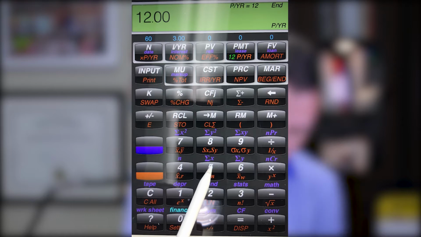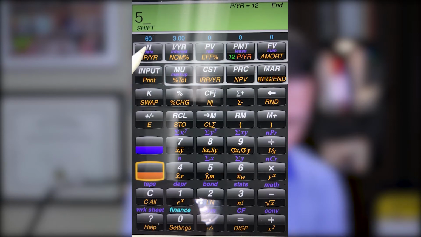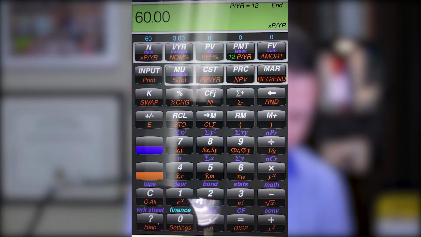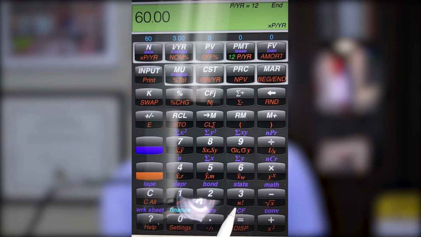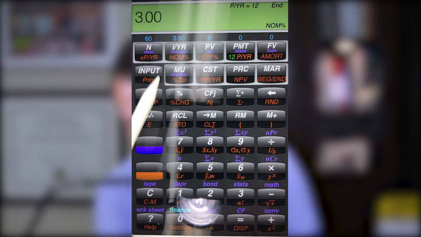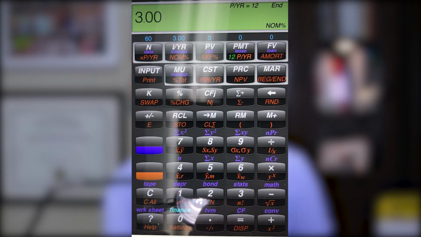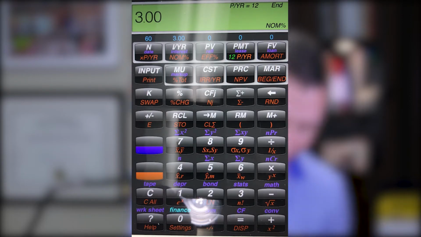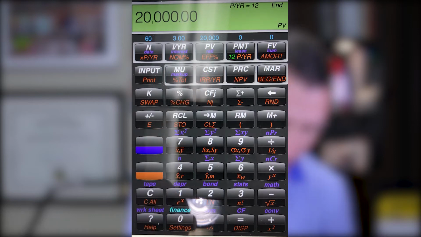So let's say we have a 5-year loan. The first thing we're going to do is hit 5, then shift, and then come up here and hit N, and you can see it says 60 months. So it's going to be 60 months. We want to put in the interest rate, so all we need to do is hit 3, shift, and then the interest, and you can see that it says 3. Now the present value, PV, which is the amount that we're financing, is going to be $20,000. So we'll hit 20,000, hit the PV, and you can see 20,000 up there.